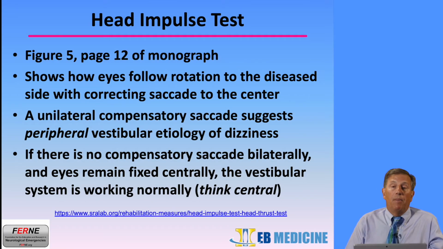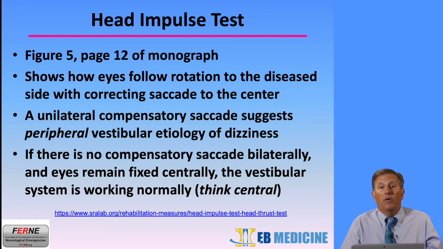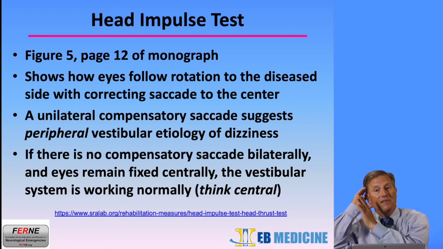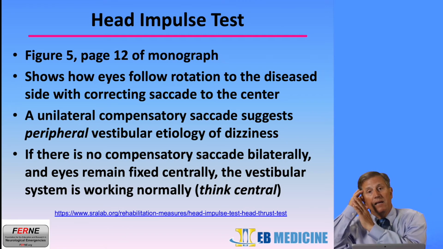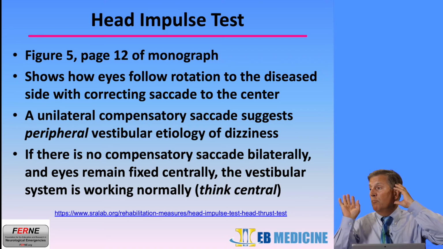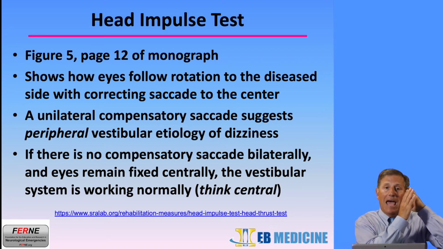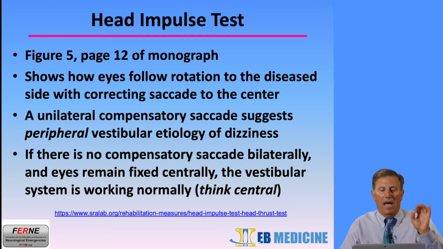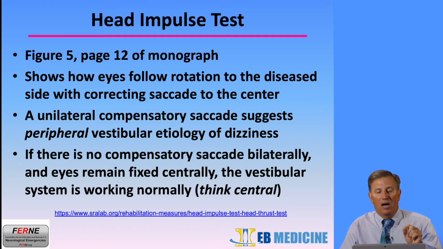So Figure 5 on page 12 of the monograph shows you pictures of this HIT test. And it shows how the eyes follow the rotation to the disease side with a correcting saccade to the center. So if your right side is sick, move from left to center, the eyes will go an additional movement toward the right sick vestibular side and then recorrect. If there's a left side that's sick, move from the right to the center, the eyes will lag and go further to the left and have a corrective saccade to the center. So a unilateral compensatory saccade suggests a peripheral vestibular etiology of the dizziness.